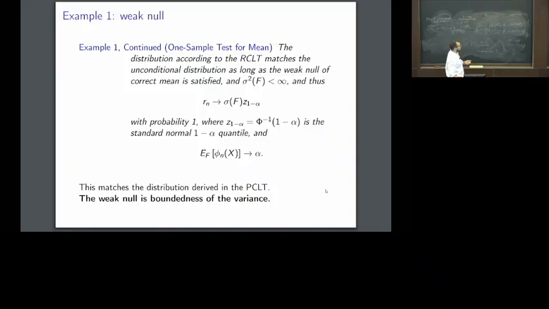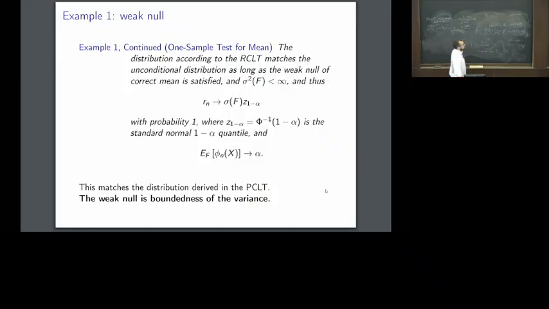Okay, so let's do that. So we did the one sample test for the mean. We collected the limit. It was just normal with the variance of the original data, and that's going to match the frequentist resampling distribution. So the weak null is just whatever regularity condition we had on the sample variance to get the CLT. So we need the boundedness of the second moments. Okay, so we get the weak null. The weak null is essentially, modulo regularity condition, the null hypothesis we want to test.